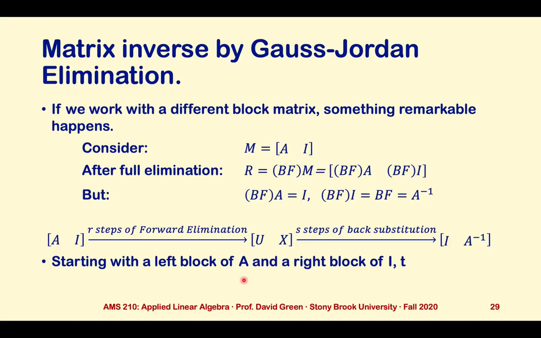This equivalence also lets us very easily derive a method for computing a matrix inverse. Let's just work with a slightly different block matrix. Consider the matrix where we have A in the first block and the identity in the next block. This is the same matrix we used to illustrate some ideas about elementary matrices.